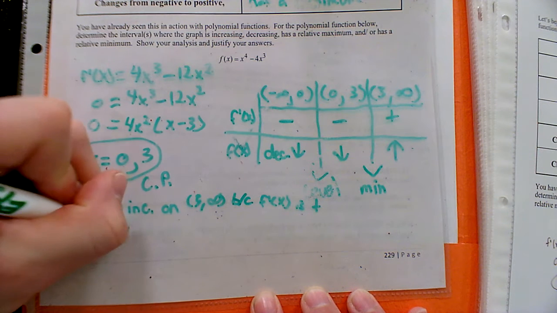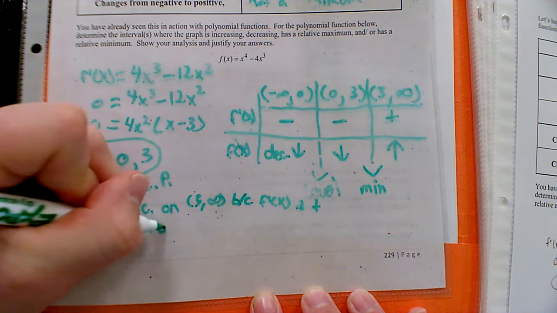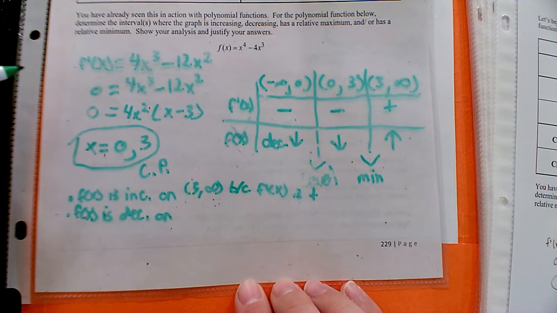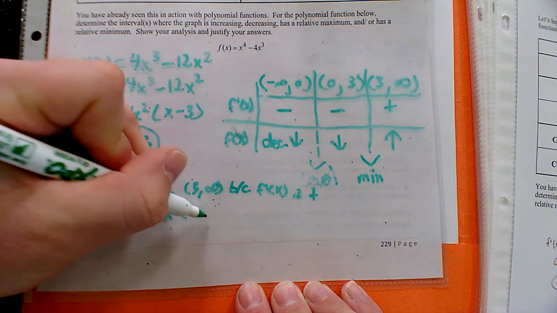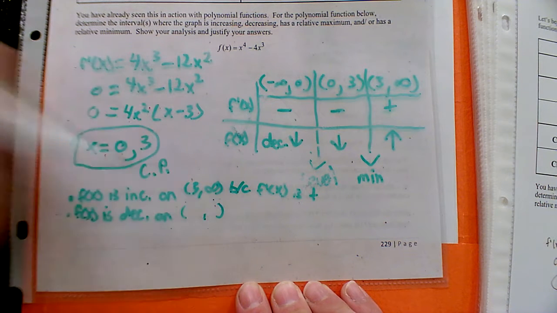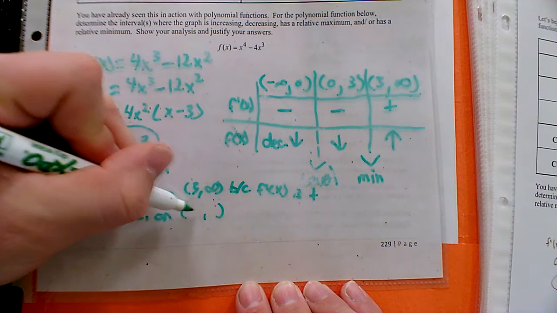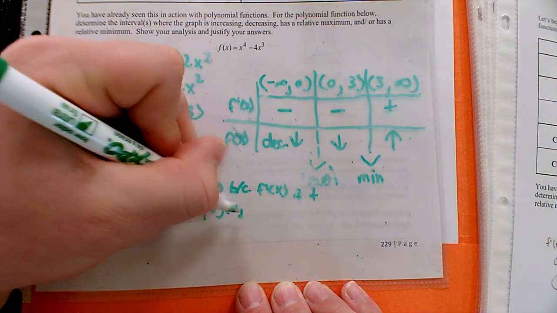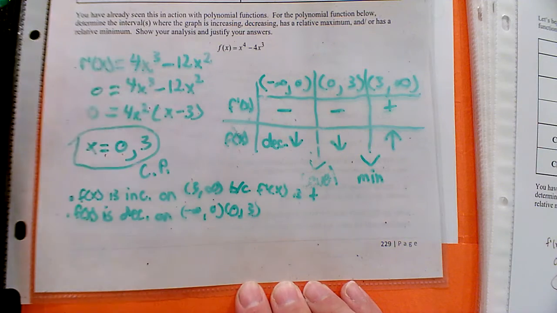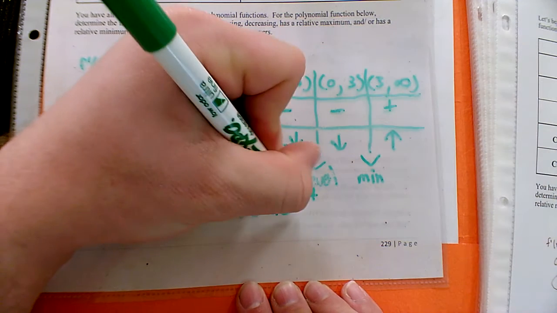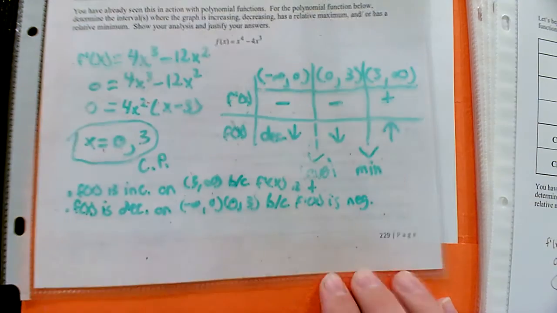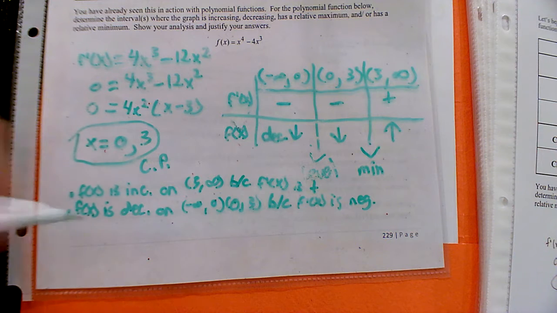F of x is decreasing on what interval? Yeah, negative infinity to 0, and we also have 0 to 3. I'm going to list both of them. Because f prime of x is what? Negative. So this is everything that we're able to tell just from the work we've done above.